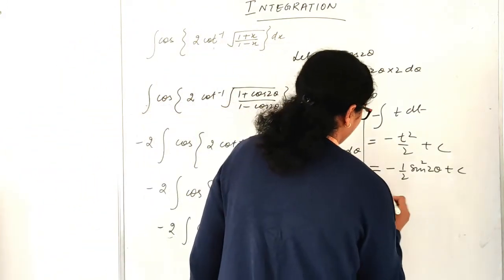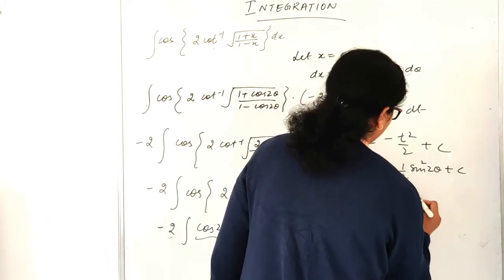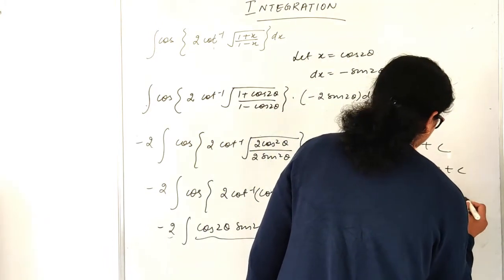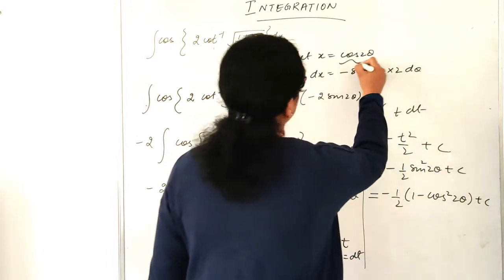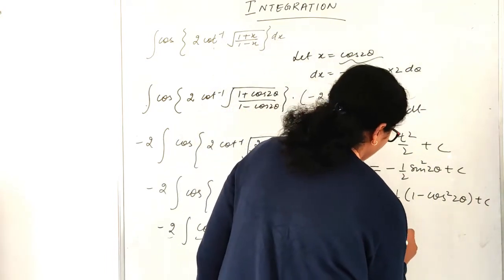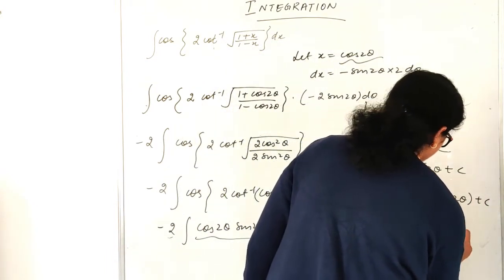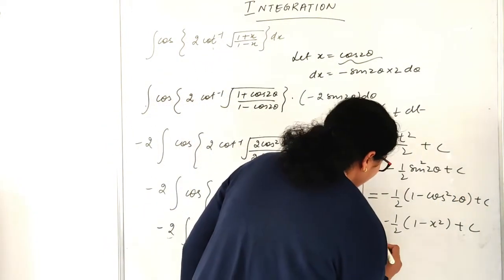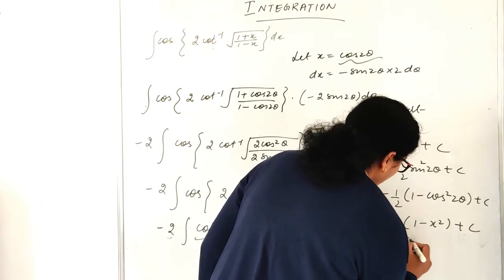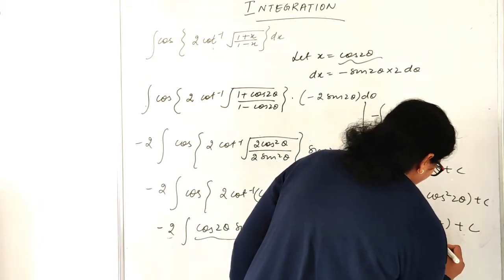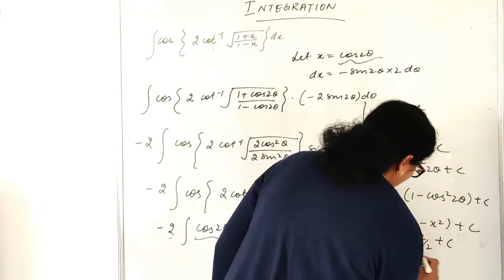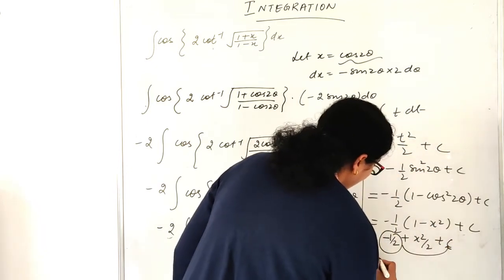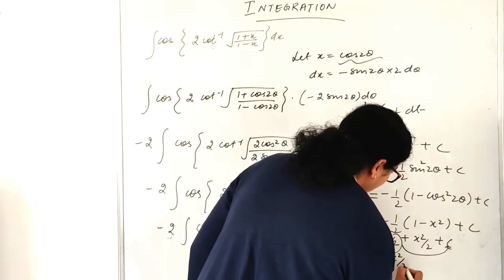So it will become minus 1 by 2 (1 minus cos square 2 theta) plus c. Substitute the value of cos 2 theta from here. So minus 1 by 2 (1 minus x square) plus c. So now what I can do, I can write this as minus 1 by 2 plus x square by 2 plus c. And this minus 1 by 2 can merge with c. So basically the answer will be x square by 2 plus c.